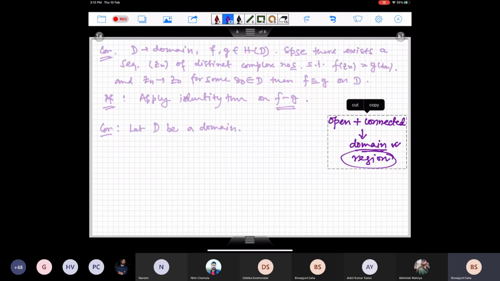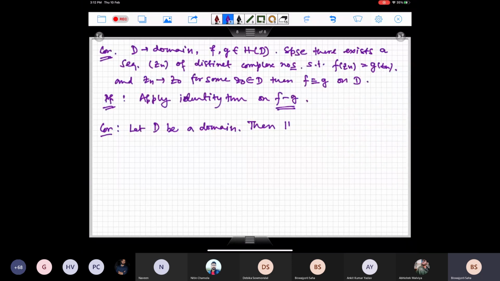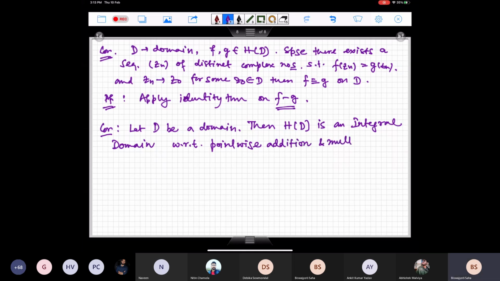Then I have an interesting result. Then H(D), the set of all holomorphic functions on D, is an integral domain, integral domain as in algebra, with respect to pointwise addition and multiplication of functions. So this is a strong statement. It says that if I have a domain, then H(D) is an integral domain.